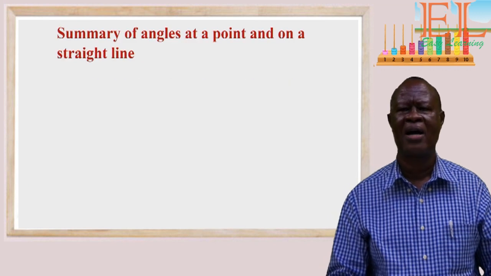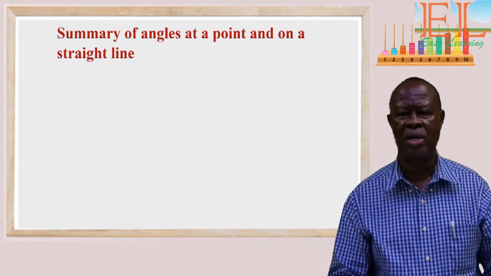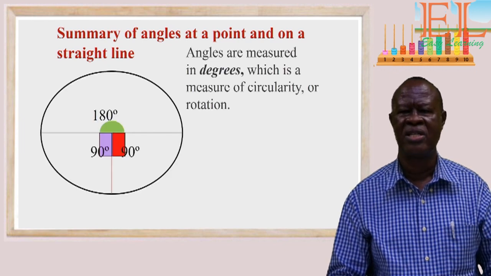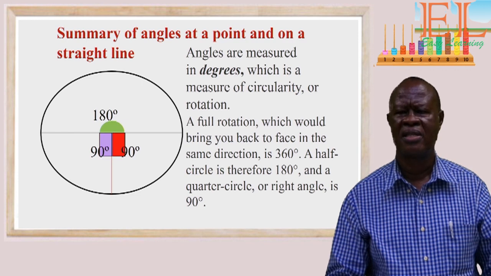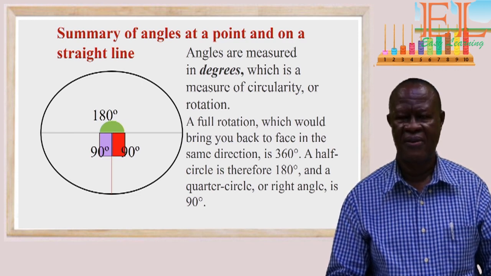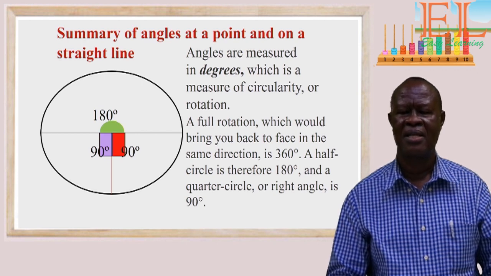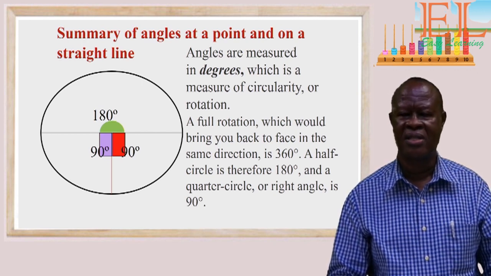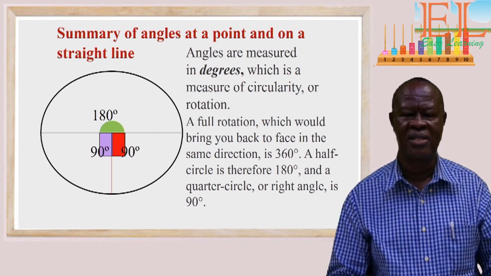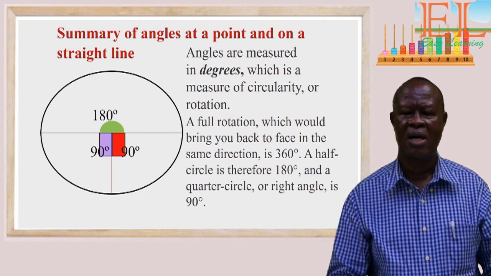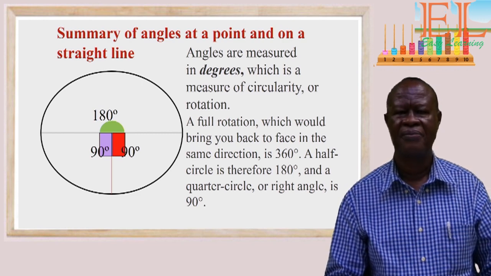Now, a summary of angles at a point and on a straight line. When we look at this drawing, angles are measured in degrees, which is a measure of circularity or rotation. A full rotation, which will bring you back to face in the same direction, is 360 degrees. A half circle is therefore 180 degrees, and a quarter circle or right angle is 90 degrees. This is a summary of that.